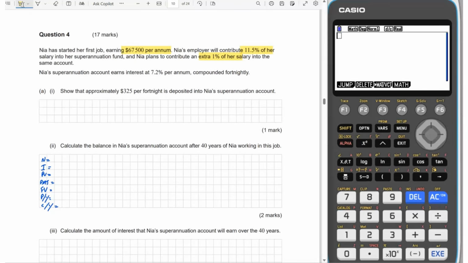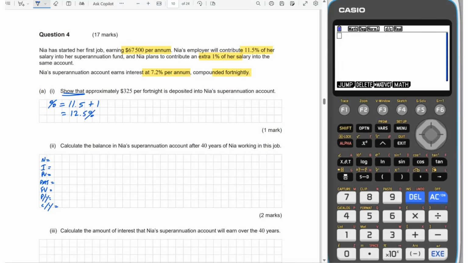With one little extra thing here though, in the superannuation account, it's expected to earn 7.2% per annum, and it's going to be compounding fortnightly. Now, given all this, part A is saying, okay, show that approximately $325 per fortnight is deposited into Nia's superannuation account. Now, what's happening here is the percent that's going in is going to be 11.5% from the employer plus 1% that Nia's put in extra. So it's going to be 12.5% going in.